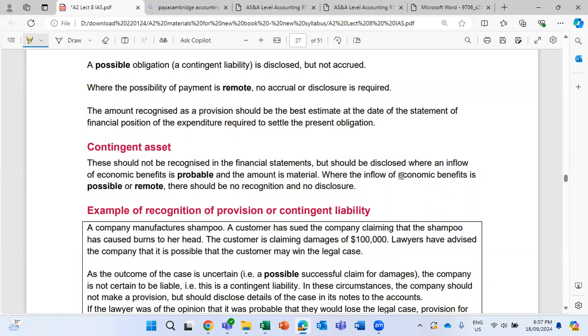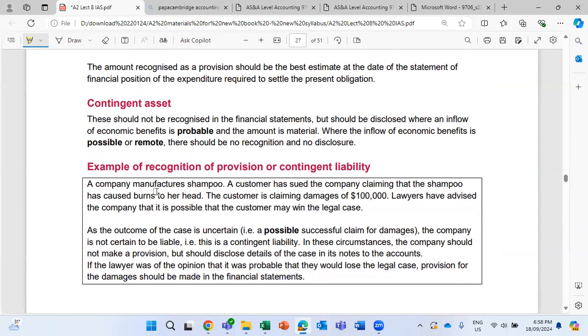Where the inflow of economic benefits is possible or remote, then there should be no recognition and no disclosure. So for possible or remote contingent assets, we do not disclose, we do not recognize. The meaning of do not recognize is we do not show it as a transaction, so it won't appear in the SOFP. Okay, here are some examples.